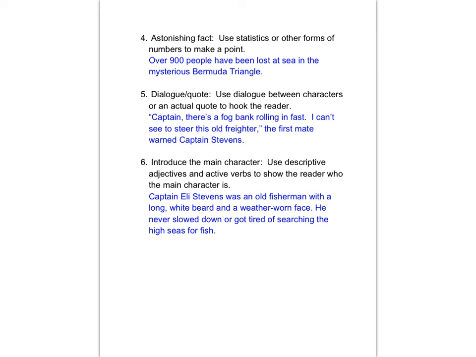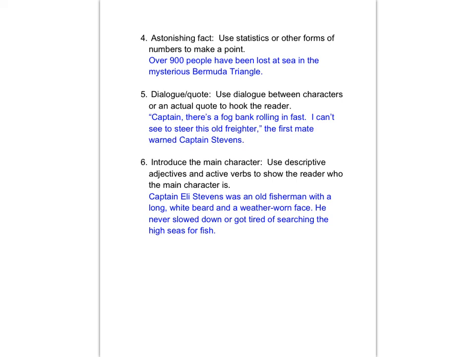The last type of lead is called introduce the main character, and it is just what it says. You're going to use a lot of descriptive adjectives and active verbs to not tell the reader who the main character is, but to show us. So here's the captain from my sea story. Captain Eli Stevens was an old fisherman with a long white beard and a weather-worn face. He never slowed down or got tired of searching the high seas for fish. So we get a sense of what he looks like, and the fact that he's old, he just doesn't slow down. That gives you a sense of who he is.